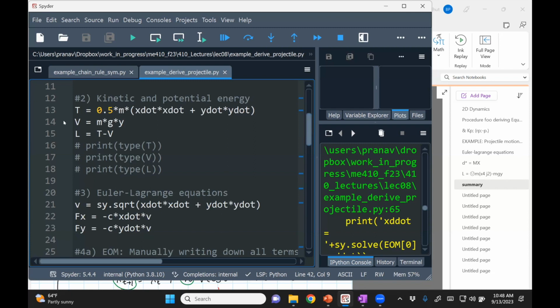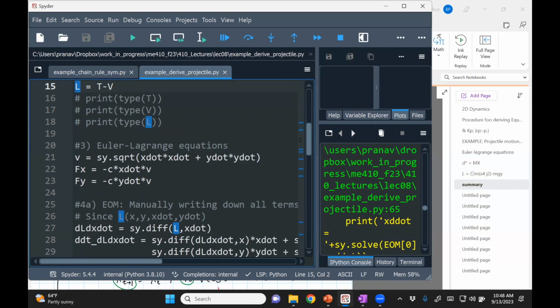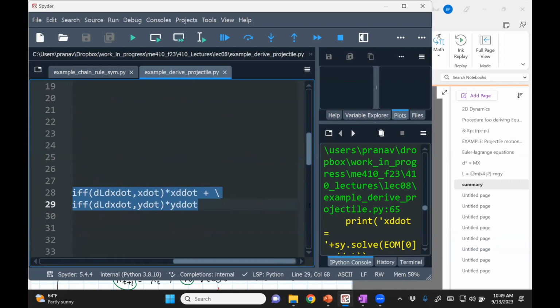I defined kinetic and potential energy, T and V, and specified the Lagrangian. Then I compute the drag force, which is a formula from the notes. Then this is where the equations come in. I need to use Euler-Lagrange. L, as I said, is a function of x, y, x dot, y dot. This part does not have the chain rule, so I just have it as it is. The third part doesn't have the chain rule either. This is the part which has the chain rule, the same formula, the four things I wrote down in the notes.